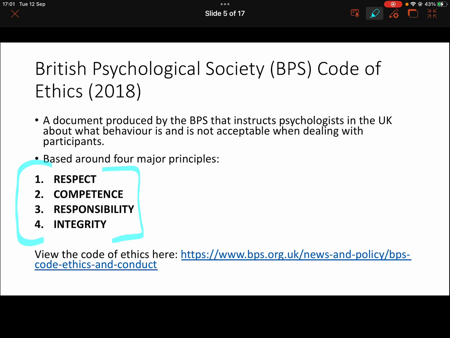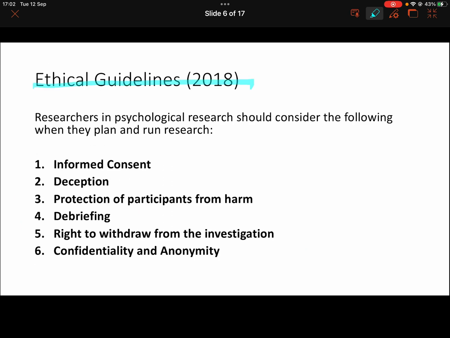But really, for our purposes, we're mostly interested in the ethical guidelines. The ethical guidelines, this is a quasi-legal document, so a somewhat legal document. Now, researchers, psychologists are not going to go to prison if they break these guidelines. They're not breaking the law, but they do have a professional duty to observe these guidelines when conducting research. They won't go to prison, but they will lose their job and they will lose their BPS accredited status if they don't follow these guidelines. So it's really important that we consider these guidelines when designing and conducting research.